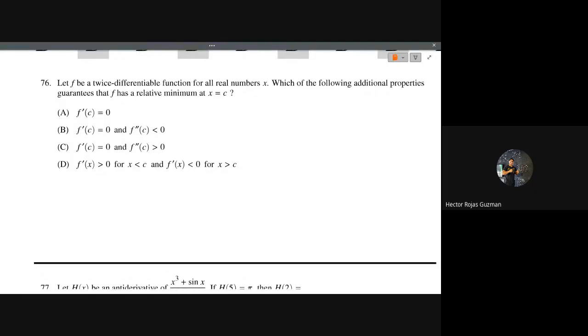Okay, number 76. We have a twice differentiable function. Which of the following properties guarantees that f has a relative minimum? Well, before even looking at the options, to have a relative minimum, we're going to have to take the function f, find the derivative, set it equal to 0, and whatever we get, we're going to have to test it on the number line, right? And if it's going to be a minimum, we have to get the derivative negative and then positive.